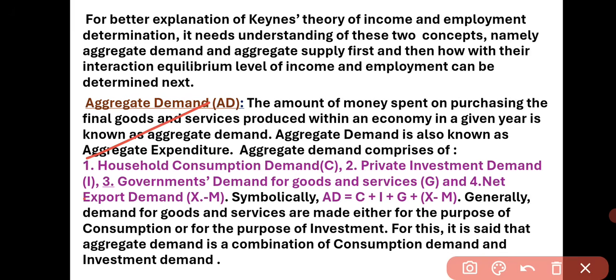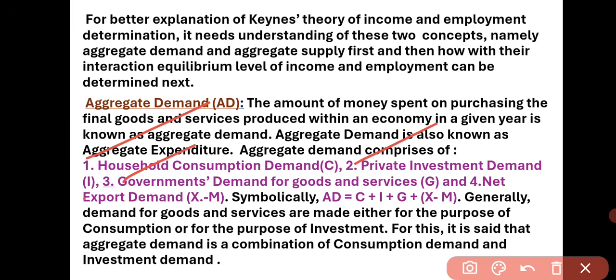Number one is household consumption demand. By individuals and households, we demand goods and services for consumption, and it mainly depends on income, right? Next, private investment demand, which is symbolized as I. Private investment demand is expenditure on capital goods, expenditure to increase the productive capacity of a country. Number three is government's demand for goods and services.